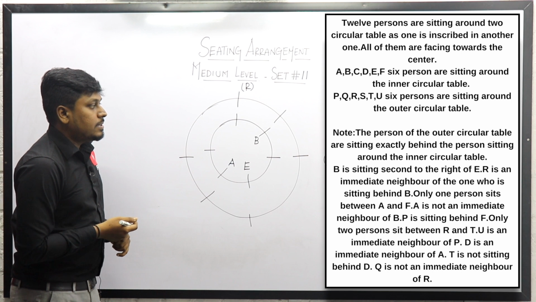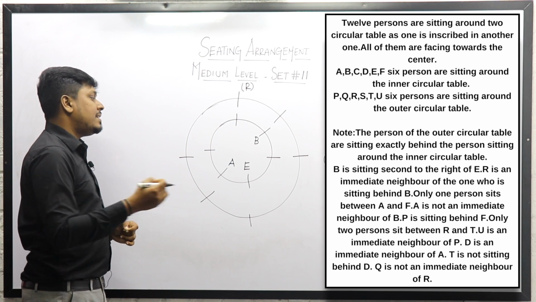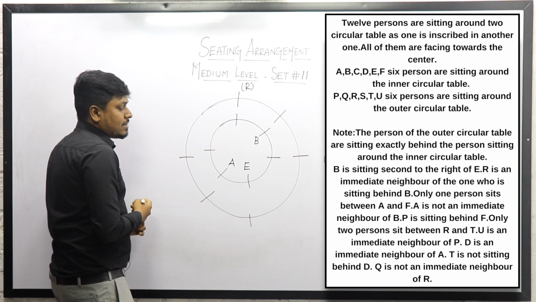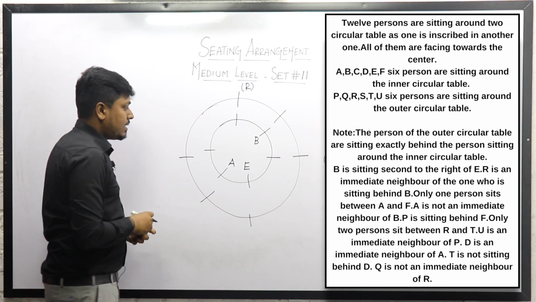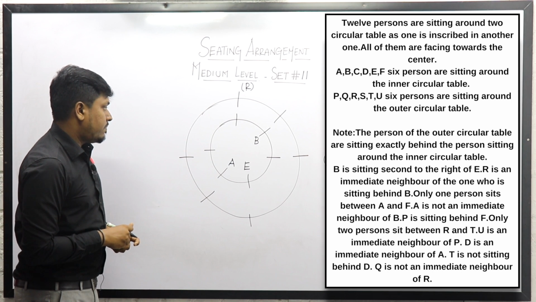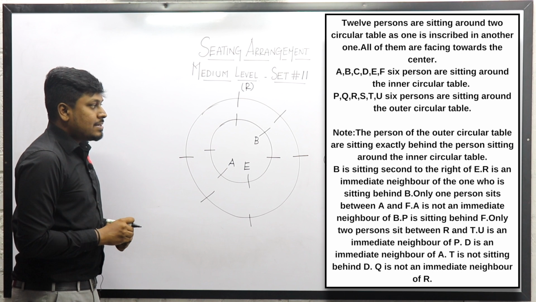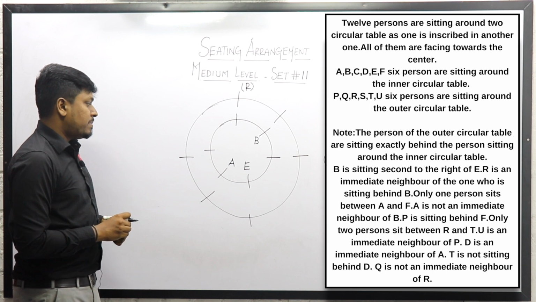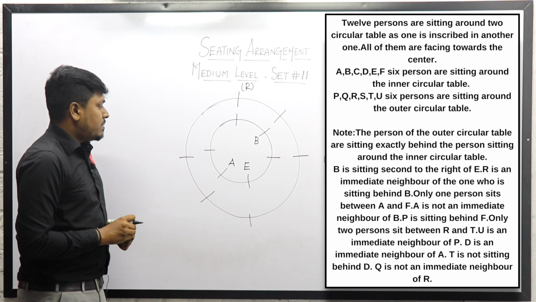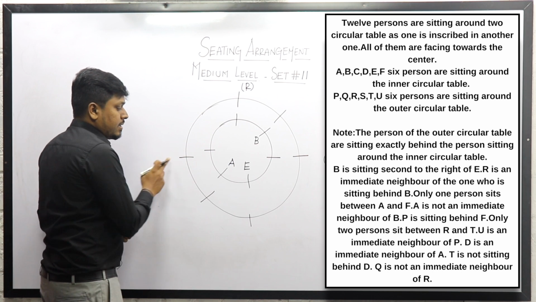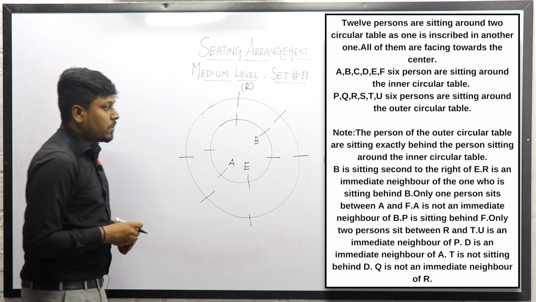So next point, P is sitting behind F. So in case I fix F here, P, okay, I think that too we have lots of possibilities. What is the next point? Only 2 persons sit between R and T. So between R and T there should be a gap of 2 persons. If I fix R here, this should be T. Okay, so let it be.